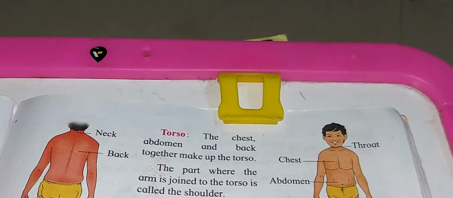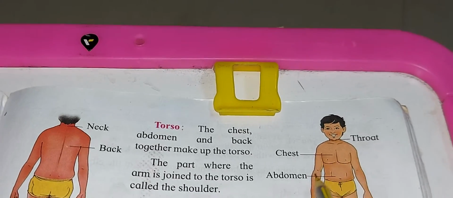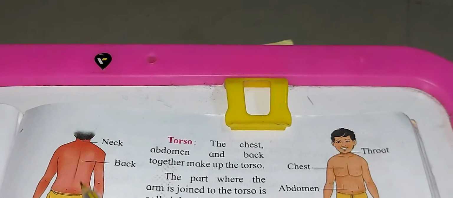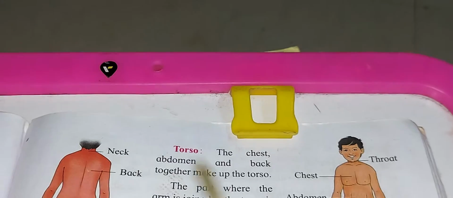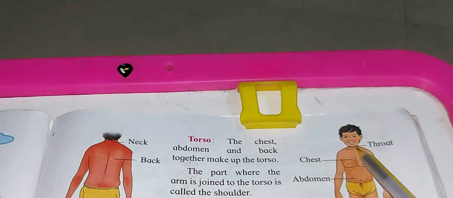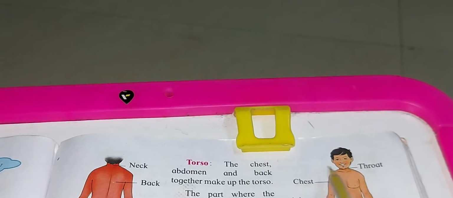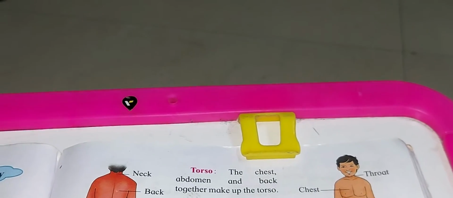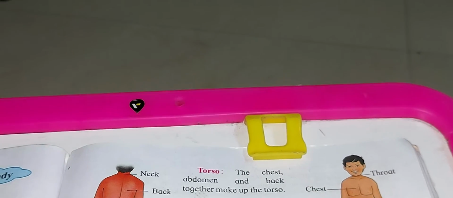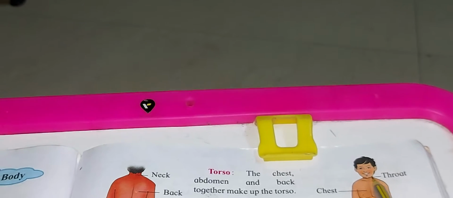Now what is torso? The chest, abdomen and back part together make the torso. And this is the throat. Look here, the chest, abdomen, neck, back side of the neck, look at the throat.